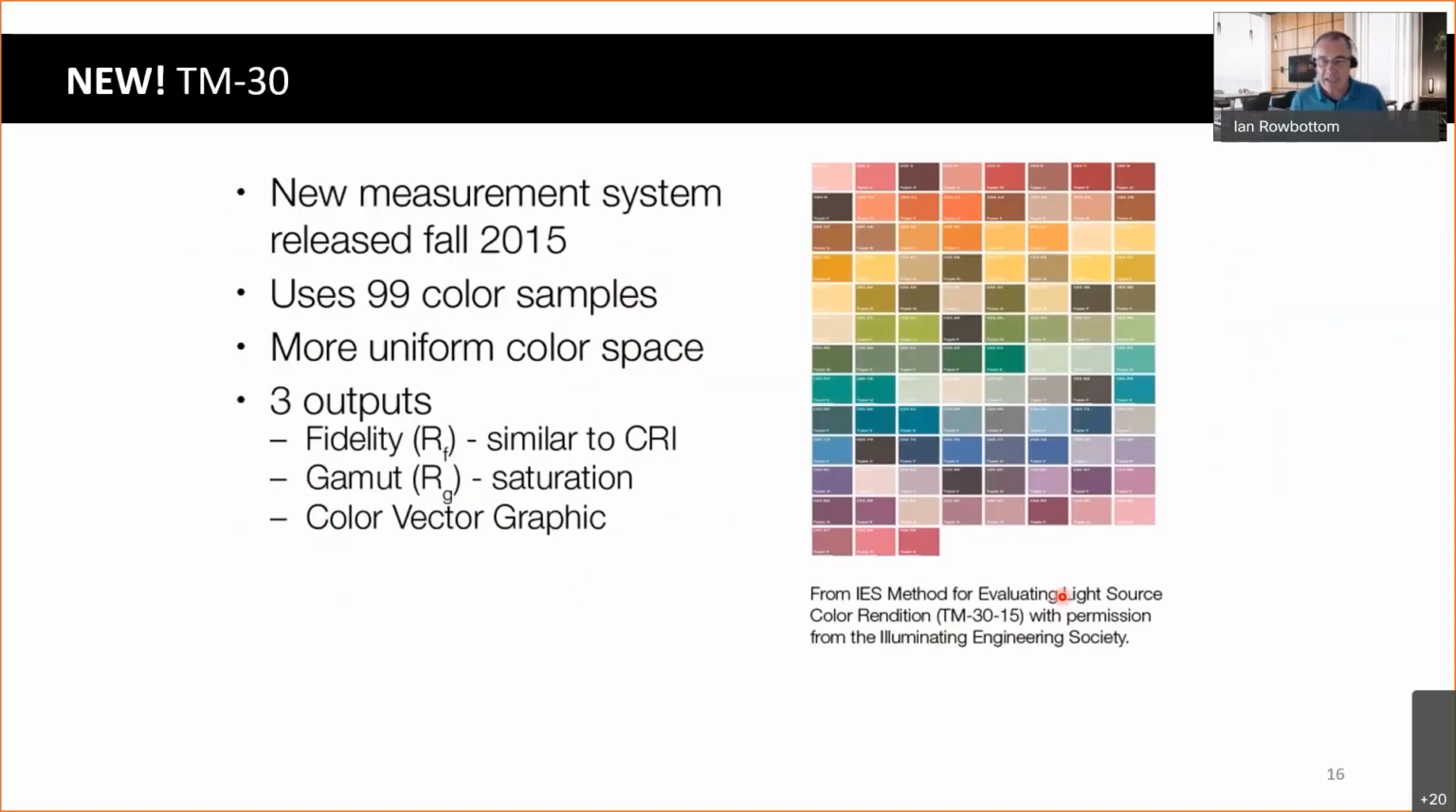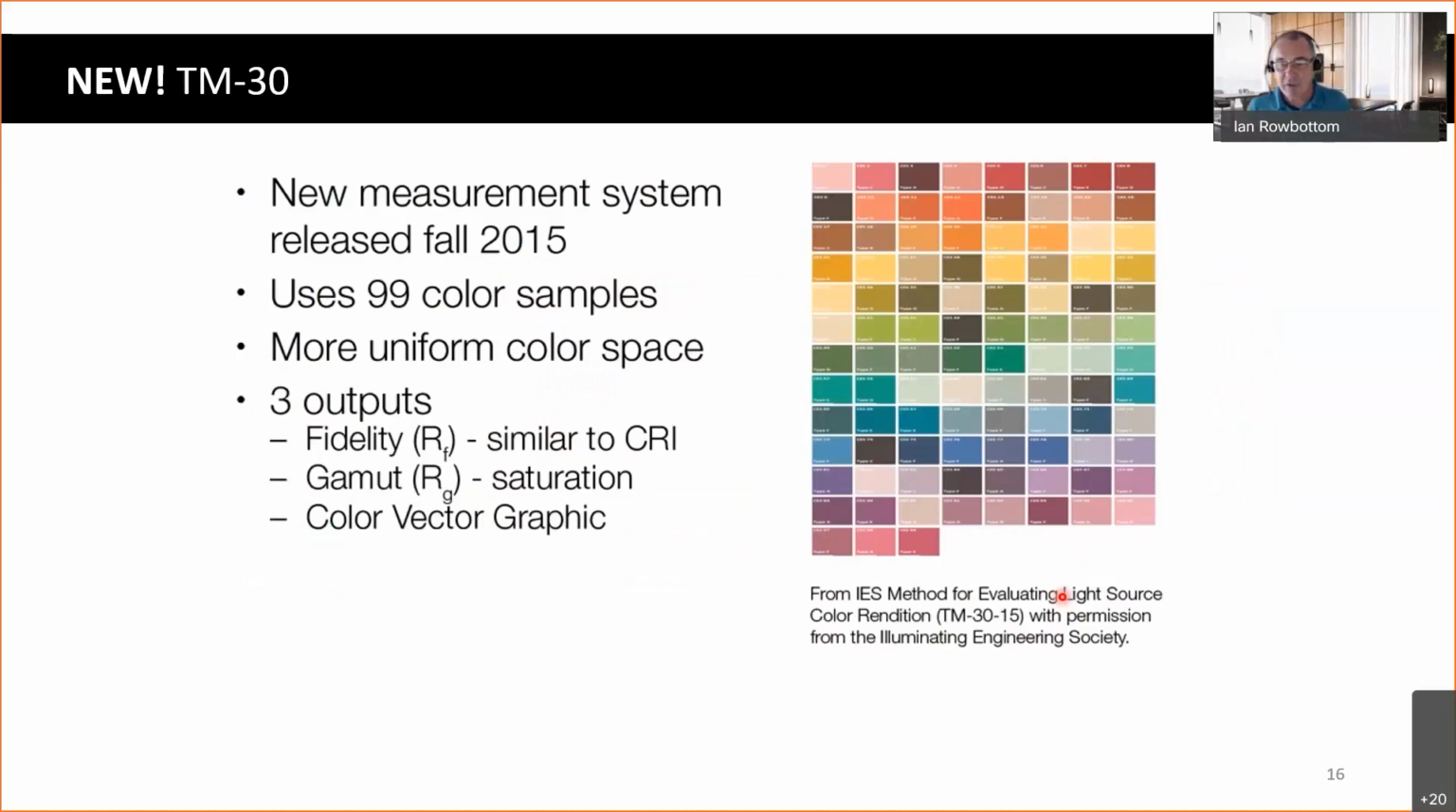So to alleviate this problem, rather than using CRI, the IES developed a new method called TM30, and it's a much more uniform color space.